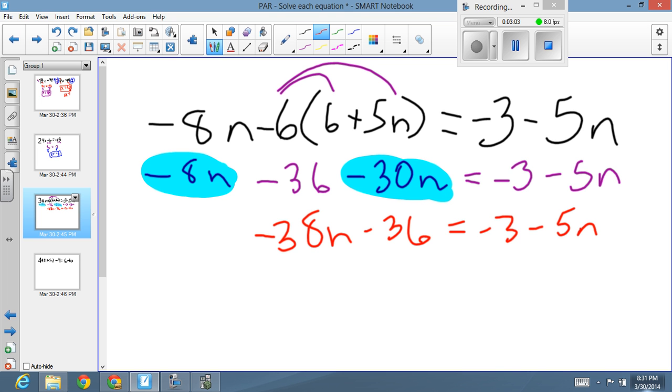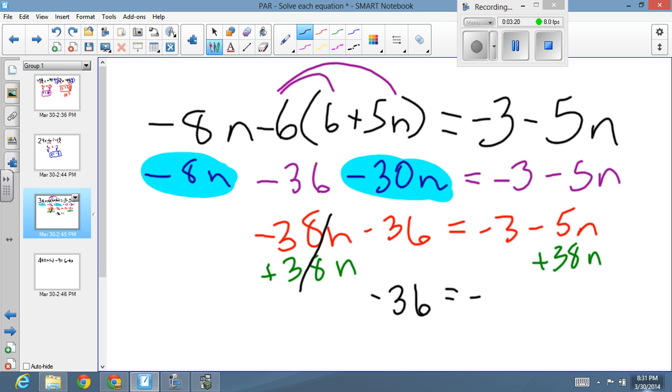Now I want to get all my variables on one side, all my constants on the other. So at this point there's really 4 different steps you could do, and the different steps will still get you the correct answer. So that cancels. We got -36 equals -3 plus 33n's.